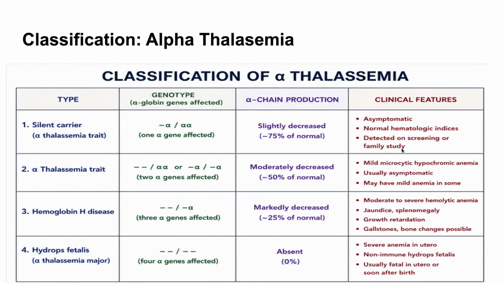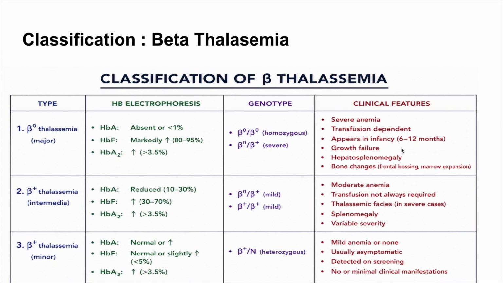Then the classification of alpha thalassemia, we will study this in detail. Here you should know that it is of 4 types. You have a silent carrier, then you have trait, then you have HbH disease, and then you have hydrops fetalis. And then going to beta thalassemia, it is of 3 types. You have beta thal major, intermediate and minor.